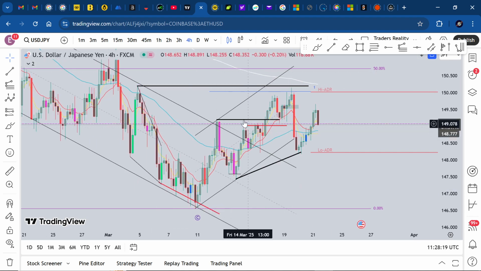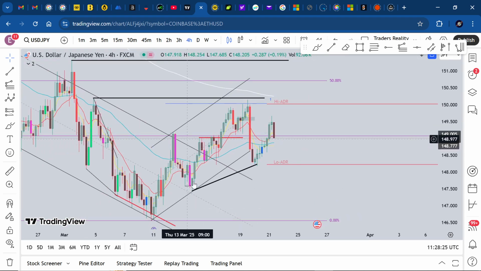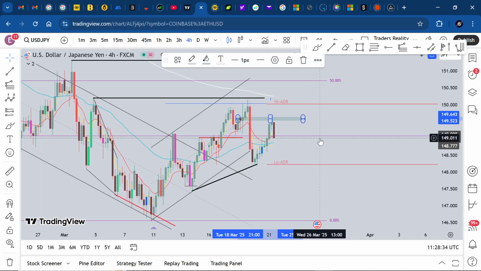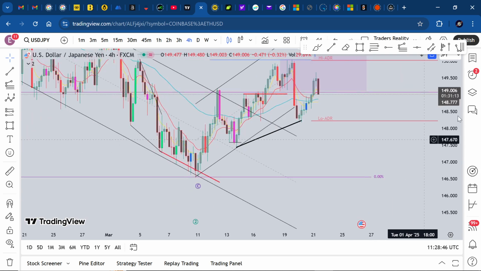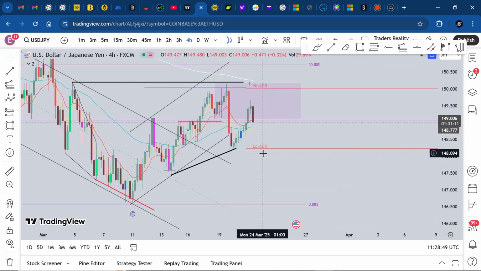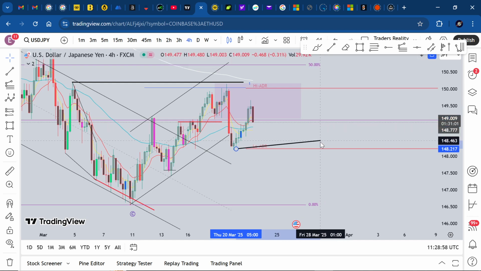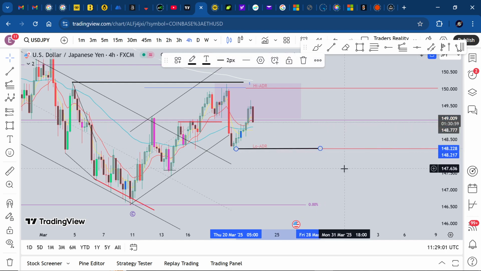I just feel like there's liquidity above. But we've come out of the channel, which is the most important thing to me right now. We've come back into supply. There is a bearish order block here in supply. I think we're coming down to at least take this low.